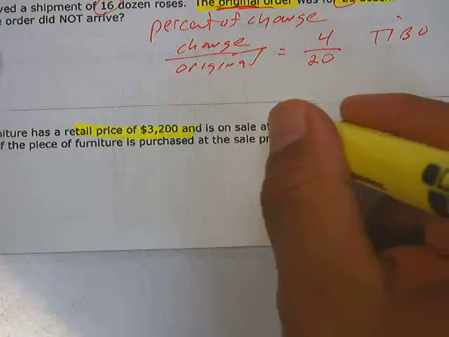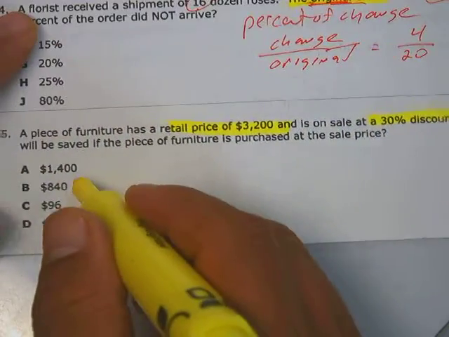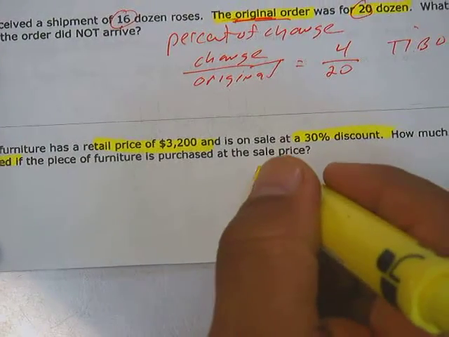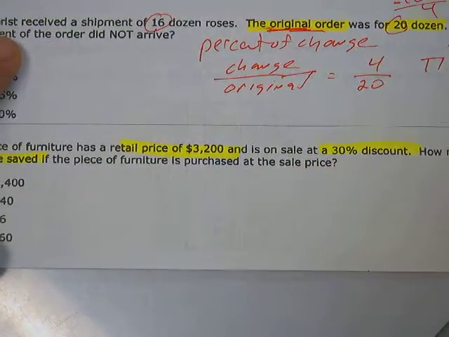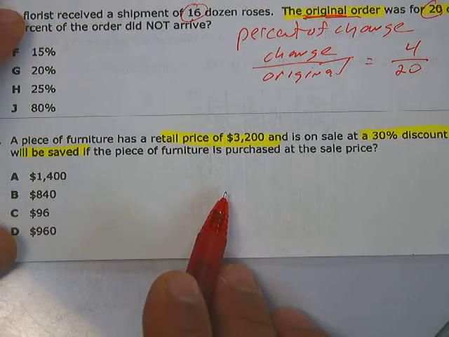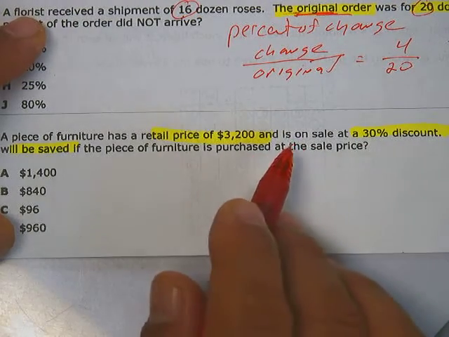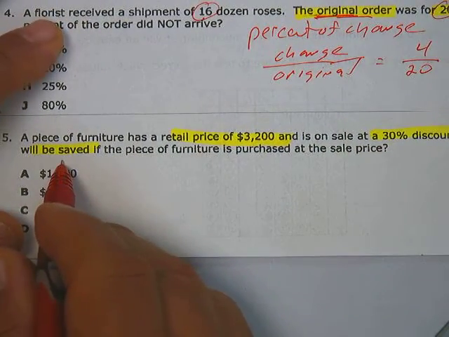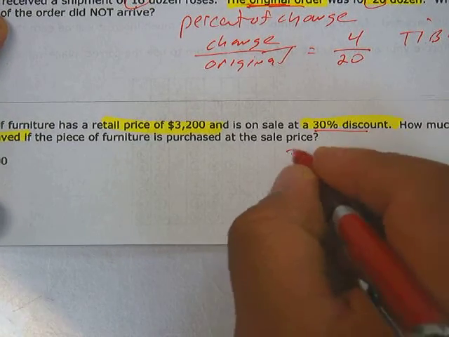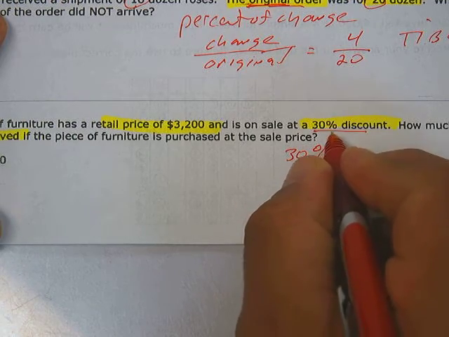Number 5. A piece of furniture has a retail price of $3,200 and is on sale for a 30% discount. How much money will be saved if the piece of furniture is purchased at the sale price? So we want to know how much money is saved. We don't want to know the sale price. It could have said, what is the sale price? No, we don't want to know the sale price. It's asking how much money will be saved.